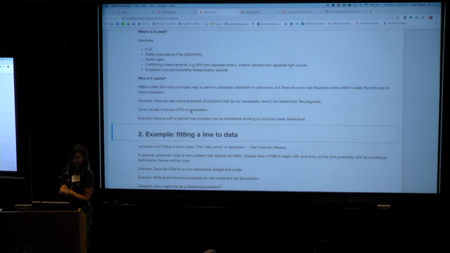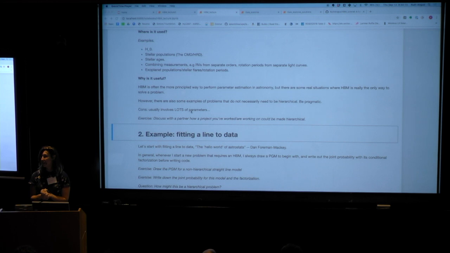So that's another way to think about it. Okay, let's just take 5 minutes, and I want you to discuss with a partner, someone sitting next to you, is there a problem that you've worked on, maybe in your previous research, maybe something that you've thought about this week, maybe something you're working on right now that currently isn't hierarchical that you could make hierarchical? Okay, take 5.